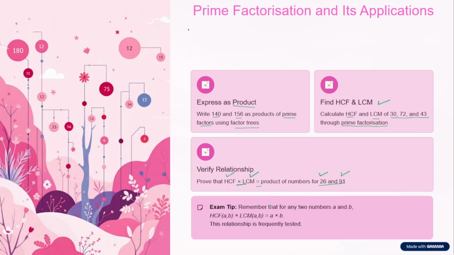So exam tip, this is the formula: HCF of two numbers A and B multiplied by LCM of two numbers A and B is equal to the product of the numbers A and B. It is frequently asked in the examination, so do proper practice of this.